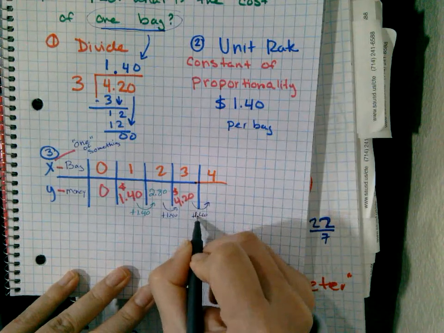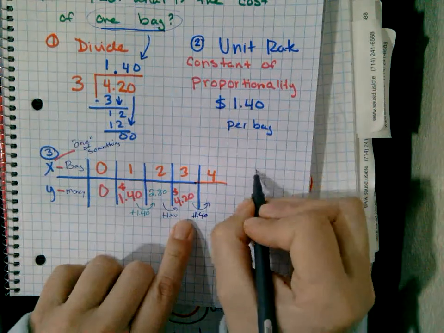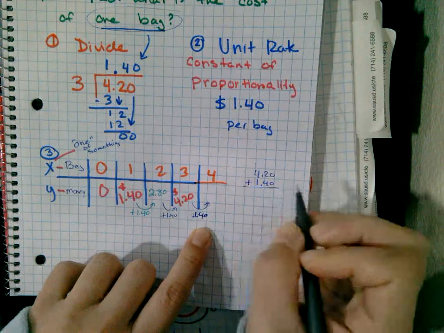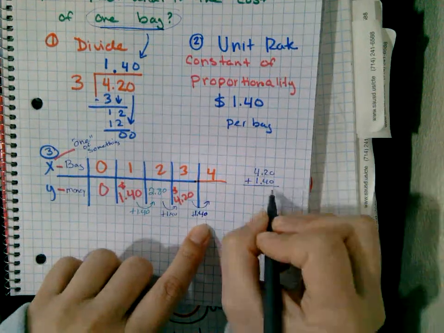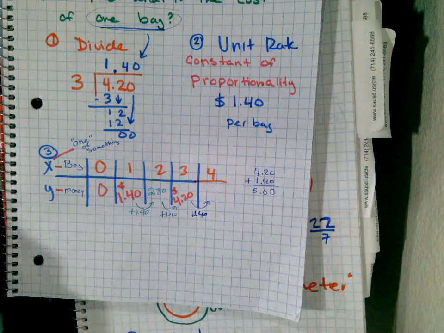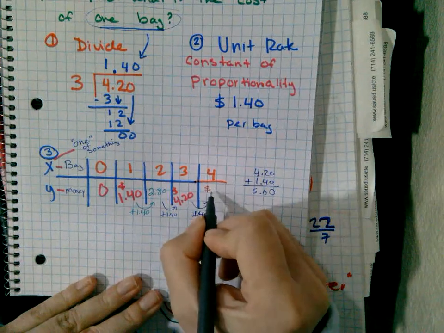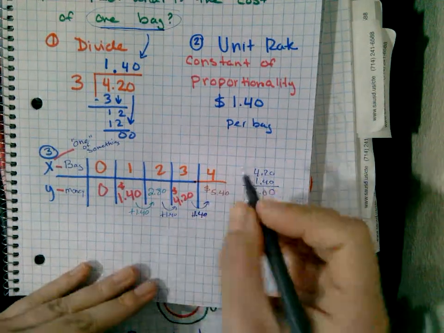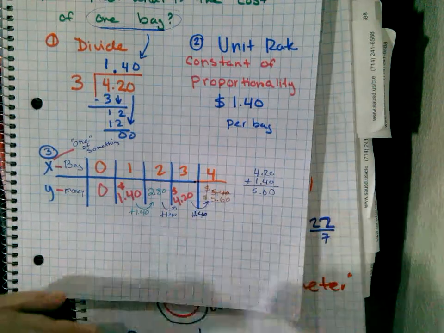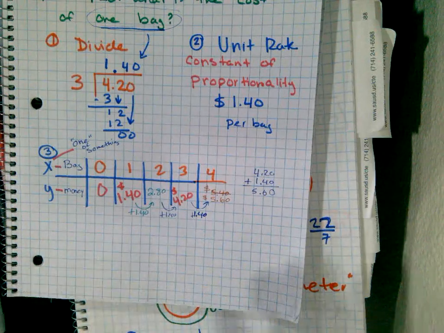Add another $1.40. You can go on the side and go, okay, $4.20 plus $1.40. You can use a calculator. $5.60, right? Whoops, I can't write today. $5.60.